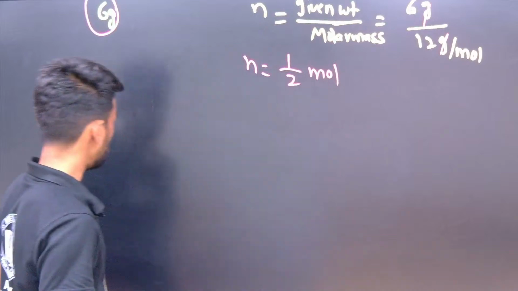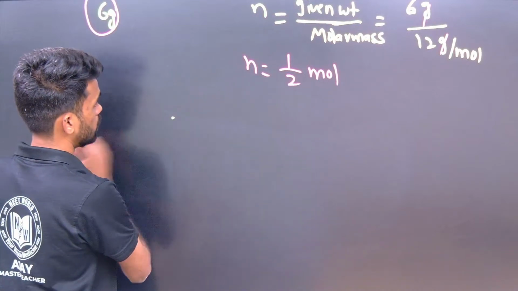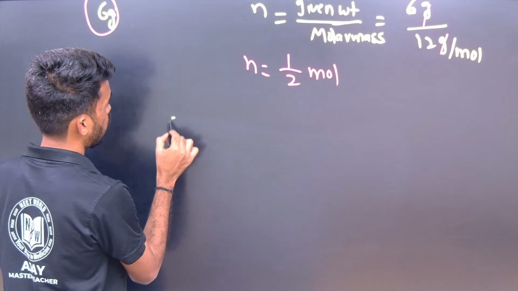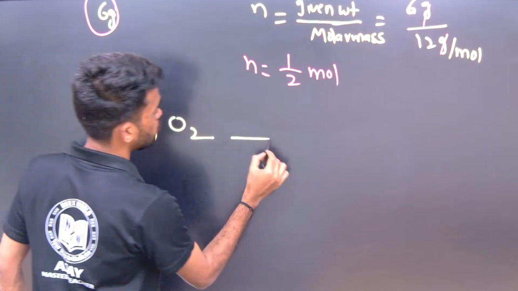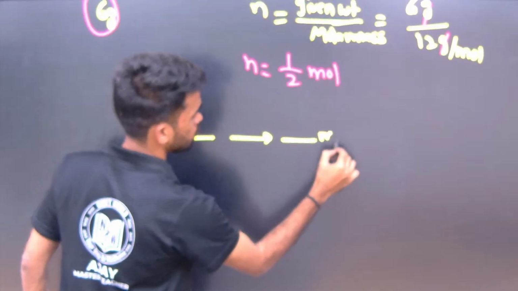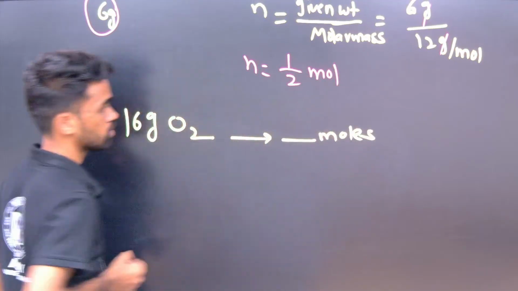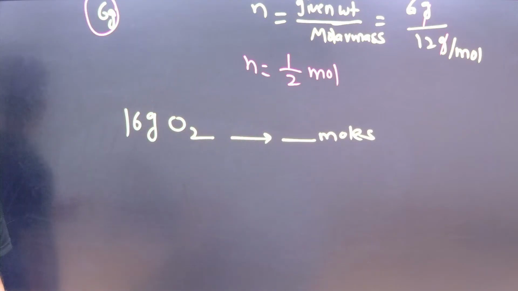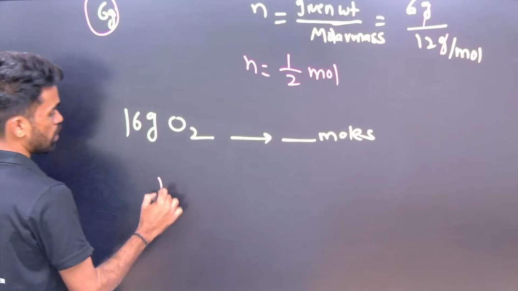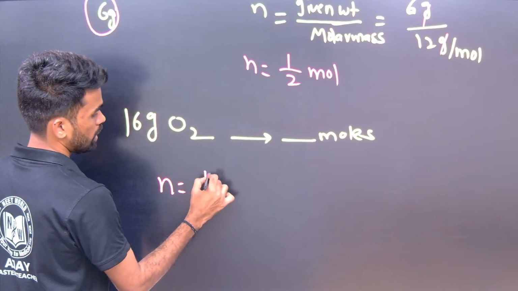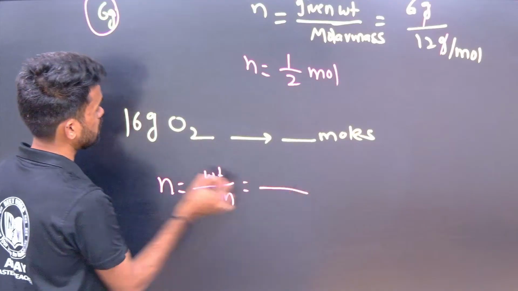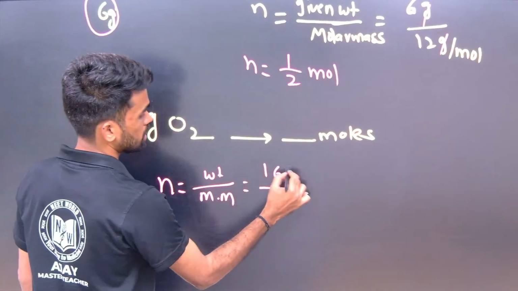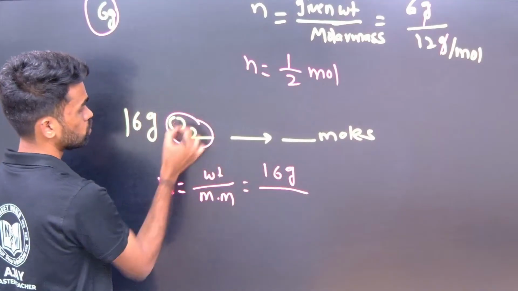Next, let us say 16 grams of O2 is given. How many moles will it be? Number of moles formula: given weight by molar mass. So given weight is 16 grams. What is the molar mass of O2?